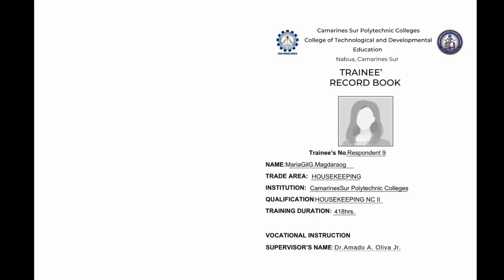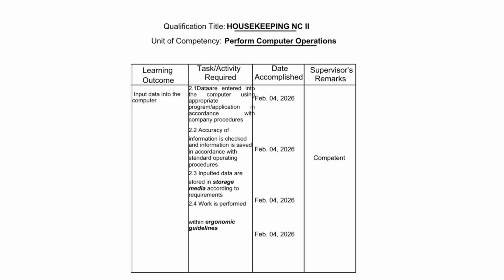Here, the respondent that I chose is respondent 9, with the most number of identified training gaps or needs that they need to be trained. According to the paper I used for my survey, she included her name, which is Maria Gail G. Magdaraog. She is studying at CSPC, the training duration is 18 hours, and the qualification focus is housekeeping and C2. Next, I move to the unit of competency of the trainee, which is first, perform computer operation.